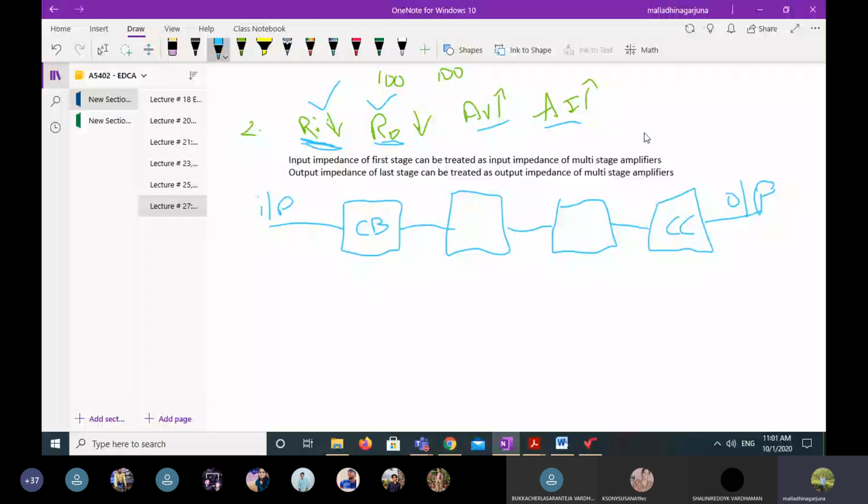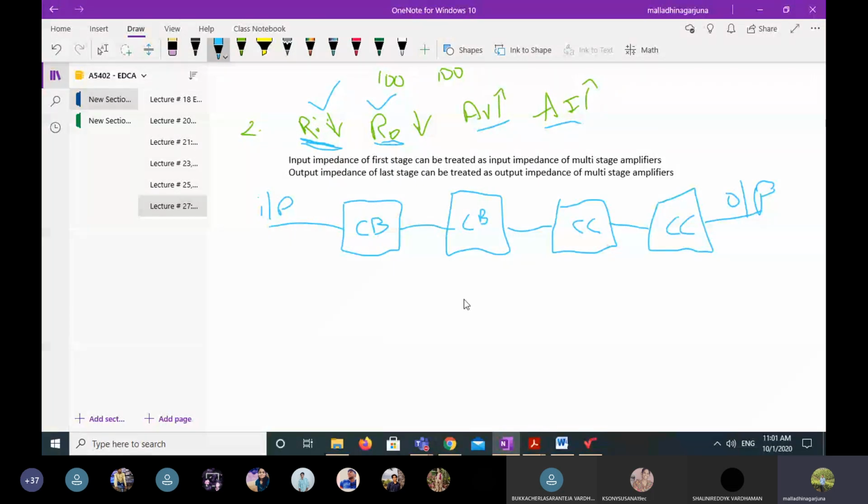Just see the characteristics. CB, CC? CC, CB, CC. Am I right? Yes or no? If I take CB, CC, what happens is the common base voltage gain is high, fine, but the current gain is low. And here, the voltage gain is low and the current gain is high.